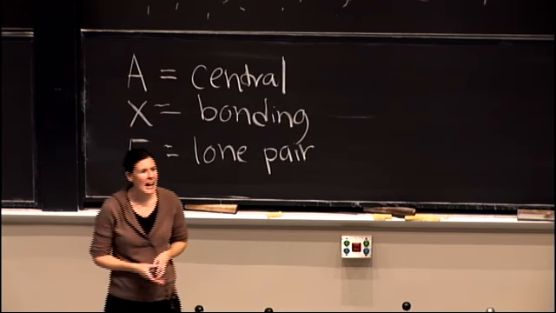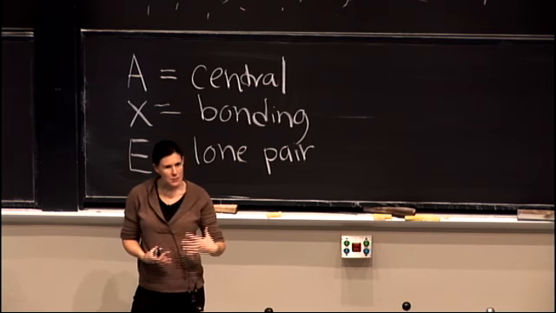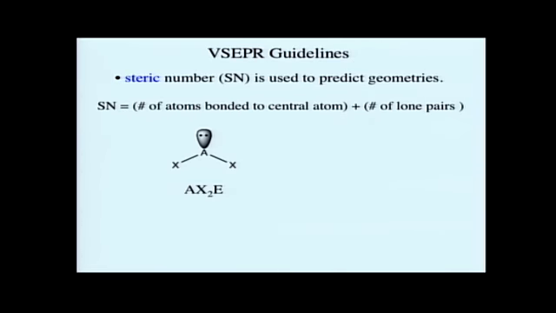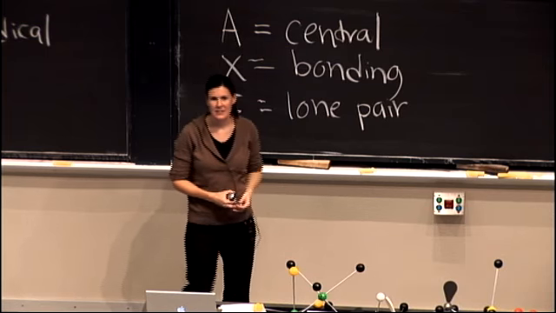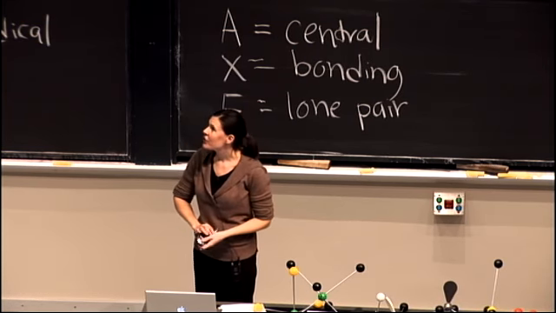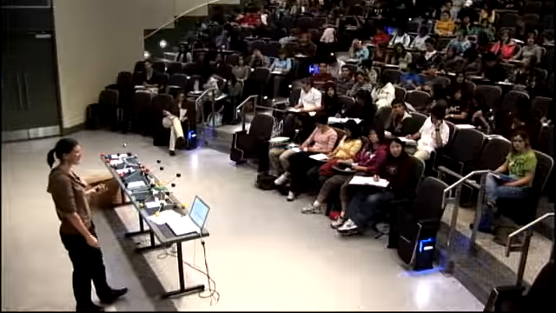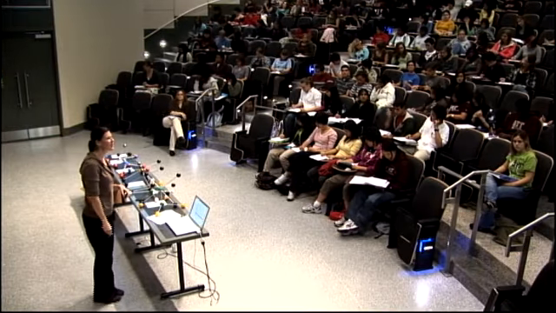All right, so there are some guidelines that we use when we're coming up with these VSEPR geometries. The first thing we talk about is the steric number, which we use to predict what that geometry will be. When we're talking about steric number, all we're talking about is adding together the number we have of bonded atoms plus the number of lone pairs. So essentially, we're just adding X to E, and that gives us our steric number. So for example, if we look at this molecule, which is AX2E, what is the steric number here? Yeah, it's 3. So we have a steric number of 3.